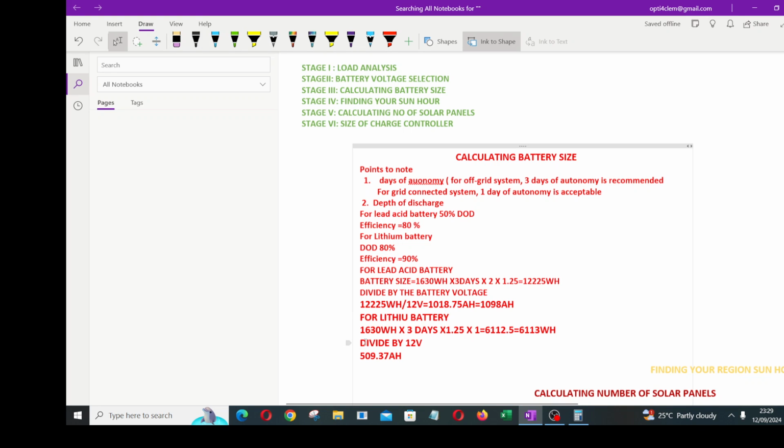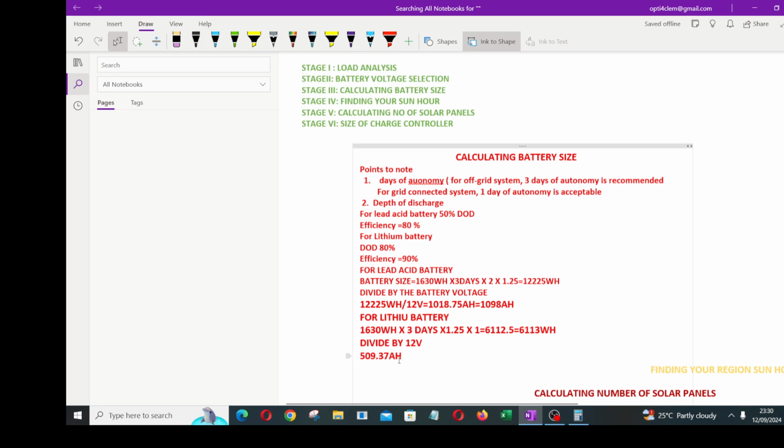So when you look at the two values we have gotten, when we use a lead acid, we arrived at a battery size of 1098. When we use a lithium battery, we arrive at a battery size of 590. So you discover that using lithium battery requires a smaller battery size for the same amount of load. That's to tell you that the efficiency of lithium battery is far better than the efficiency of lead acid battery. That will be all in this.